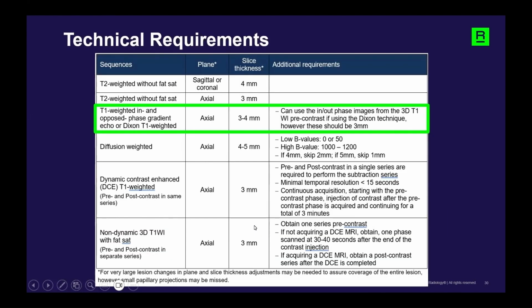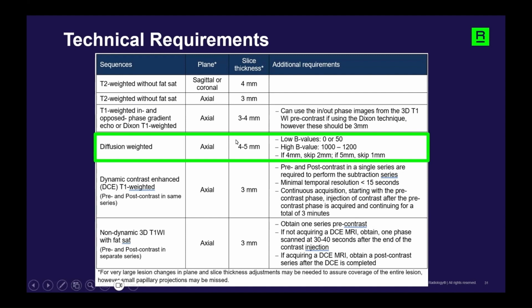T1 weighted images with opposed phase imaging are important to identify both bulk fat as well as intravoxel fat, which can be seen in dermoid cysts. You'll also notice similarly that the slice thickness is relatively thin, and this is important for finding small volume fat components that can make a lesion benign.